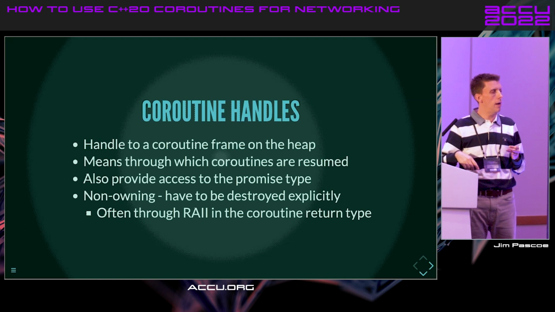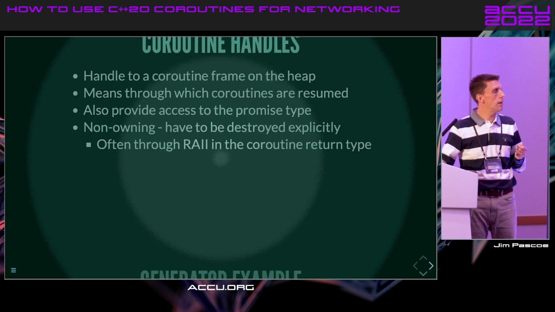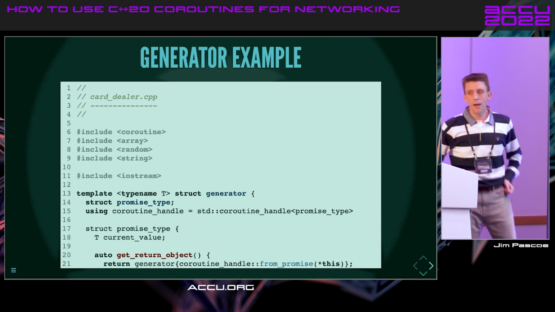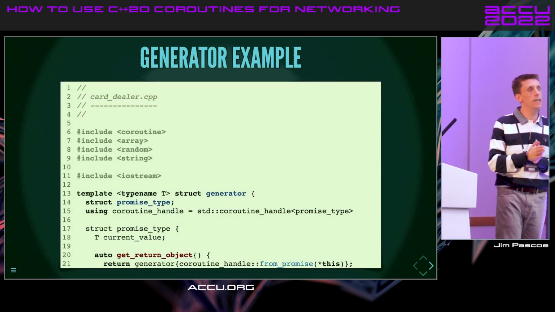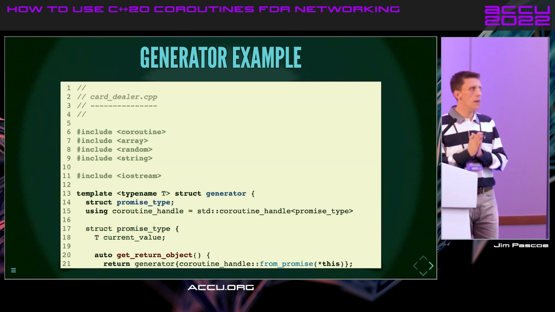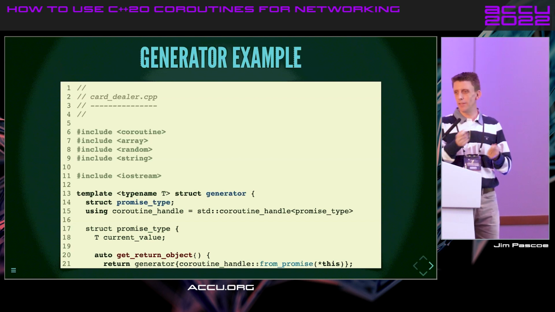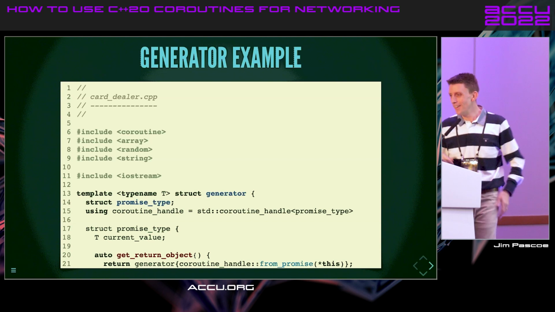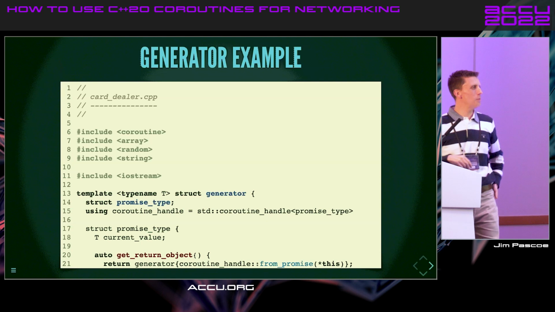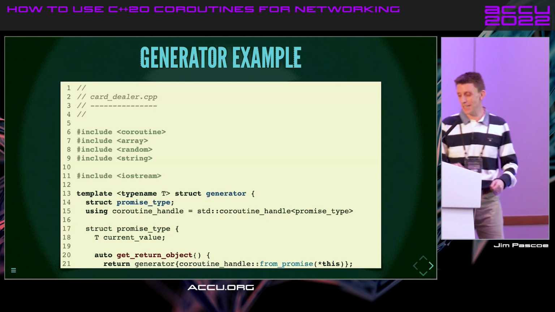In fact, I should probably show you that now. Okay, here's another example. So here's an example of a generator. I thought we'd have a slight break from networking examples at this point. And so this is an example of a card dealer. Maybe after the conference dinner, if somebody wants to start playing cards, you could fire up this program and it will deal cards for you.